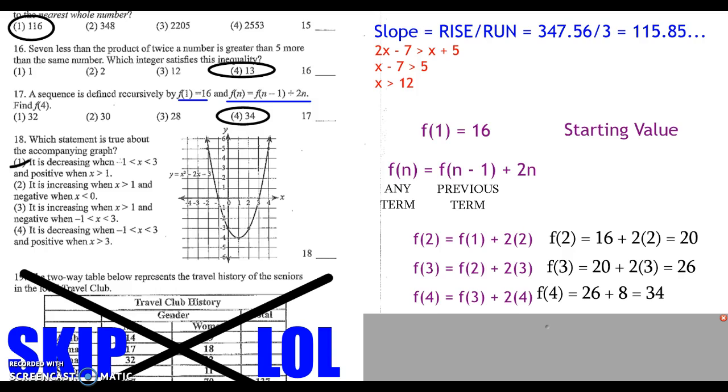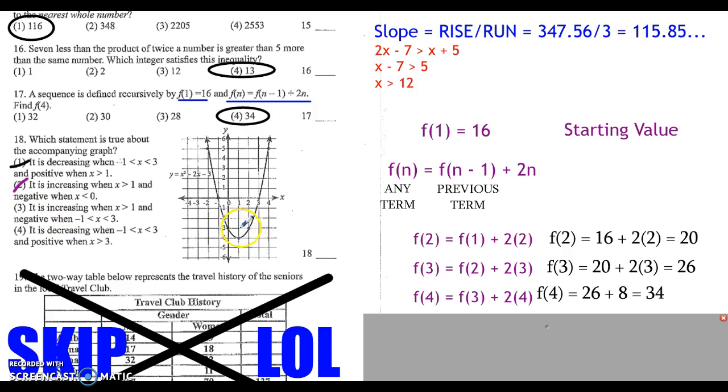Let's see. The second one says it's increasing when x is greater than 1. So here's x is 1. If x is greater than 1, sure looks like it's increasing to me. And it's negative when x is less than 0. Well, when x is less than 0, here's x is -1, and it's not negative. Here's x is -2, and it's not negative. So that's not the case. So it's not that one either.